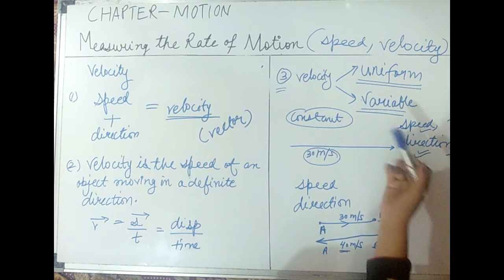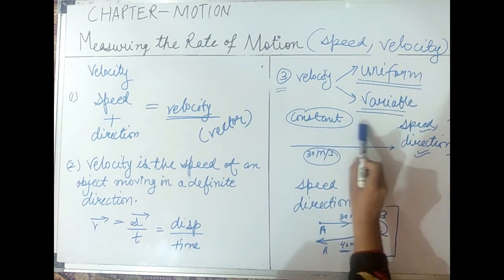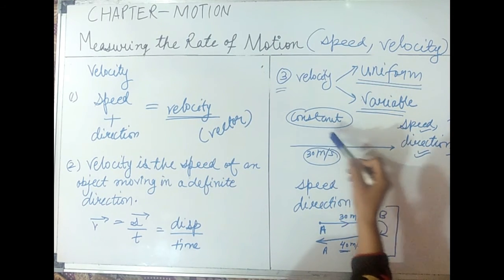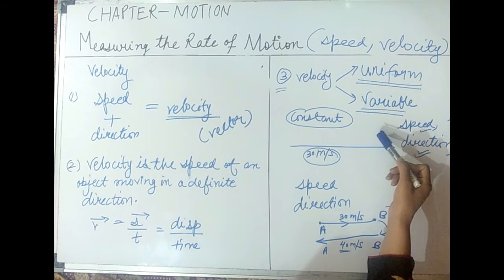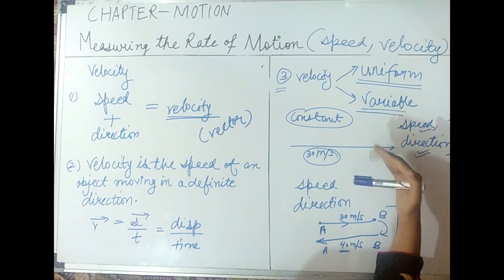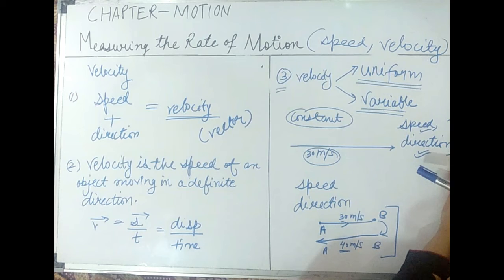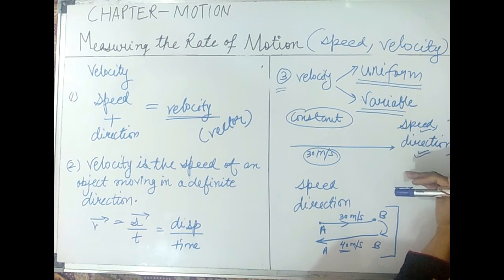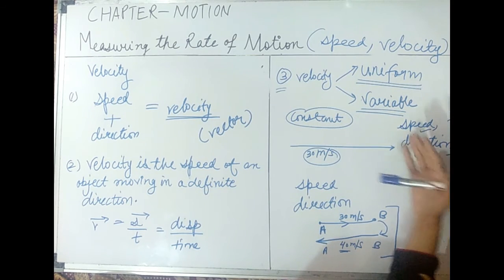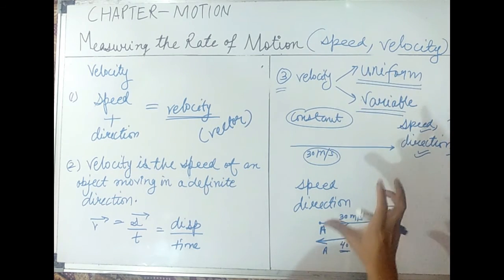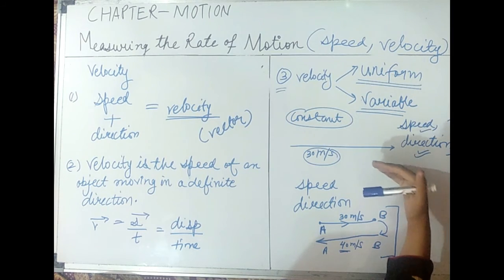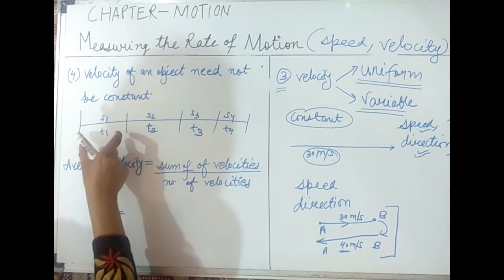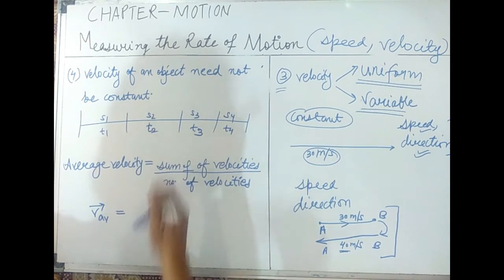But it is not always possible that the object is moving with a constant velocity. In our daily life, we see that the object is moving with different velocities. Some distance it is moving with 10 km per hour, some distance it is moving with 20 km per hour. So the velocity keeps on changing continuously. So how do we mention velocity in these cases? In these cases, we will calculate average velocity. How will we calculate the velocity when the velocity is not constant?